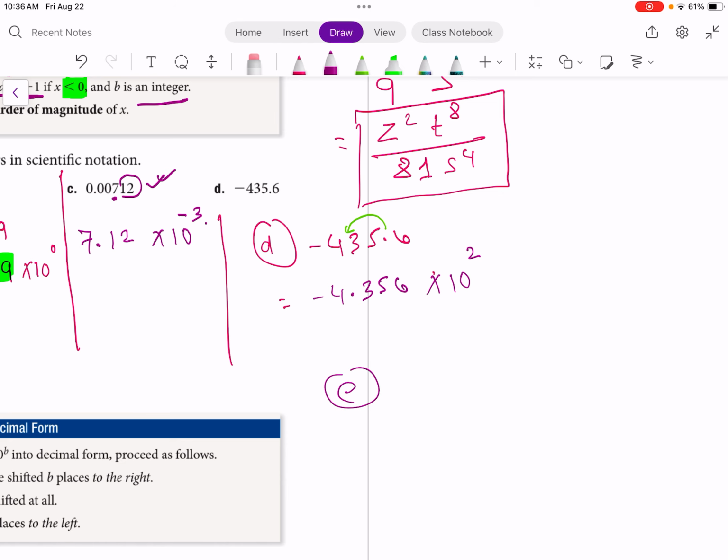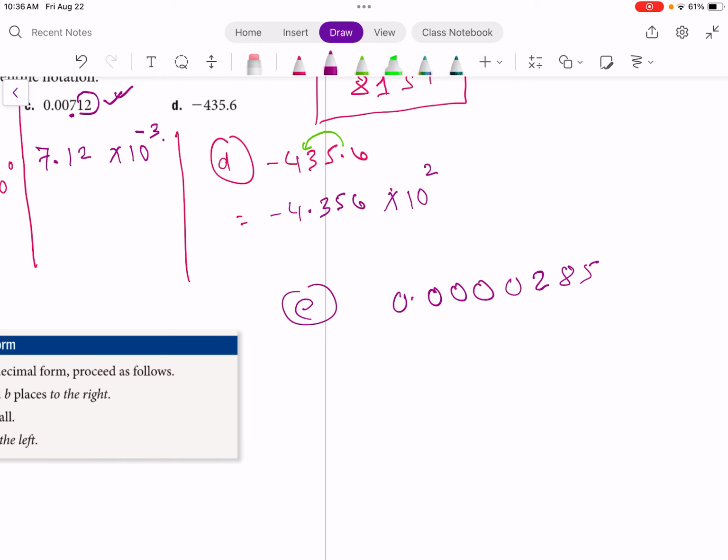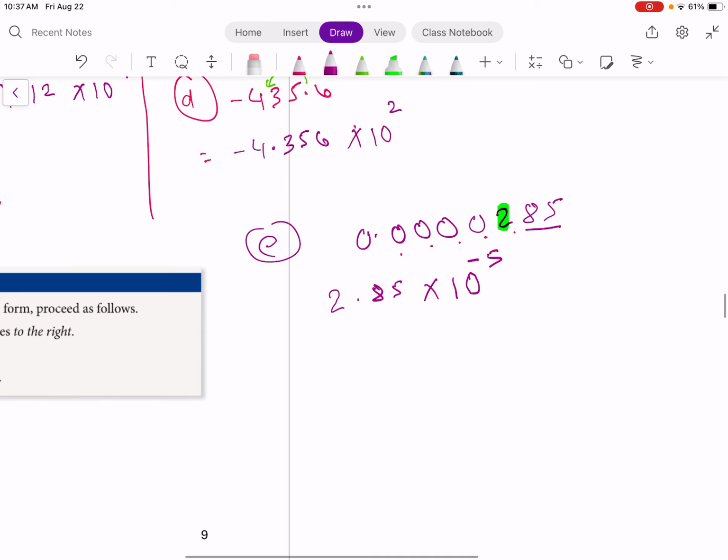If we have something like 0.0000285, how can we rewrite this number using scientific notation? You write down the first number which is not 0. Here we have 2. So you start with 2 point, then write down the remaining digits 85 times 10. Do not forget 10. Since we are moving our decimal to the right, how far are we moving? 1 2 3 4 5. So we are moving 5 units to the right, so it will be negative 5.